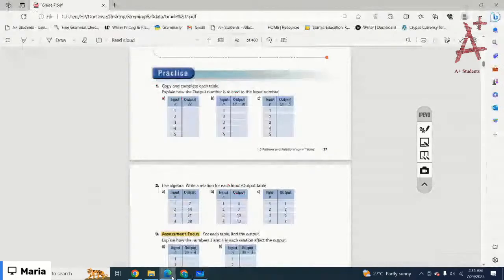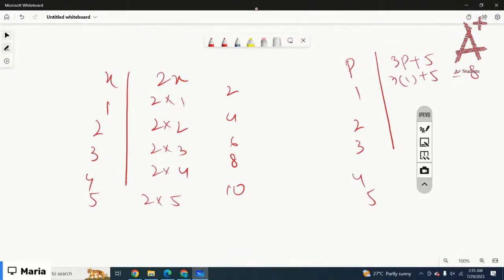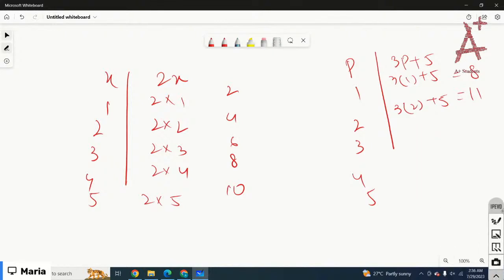Okay, then C part is 3p plus 5. You are given p and 3p plus 5. 1, 2, 3, 4, 5. So it would be 3 times 1 plus 5, that is 8. 3 times 2 plus 5, that is 11. Got it? Then you have to do 3 times 3 plus 5, that is 14. 3 times 4 plus 5, that would be 17. Got it? The next number would be 20.